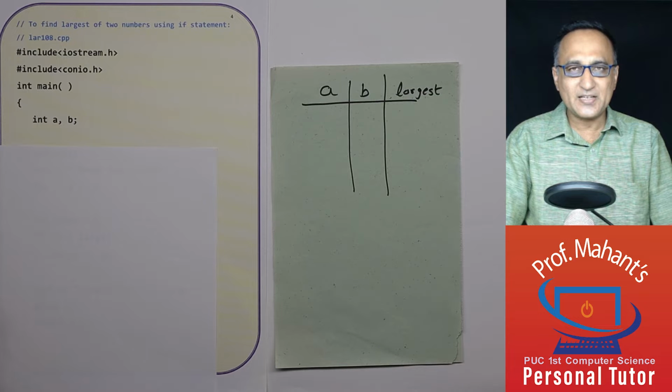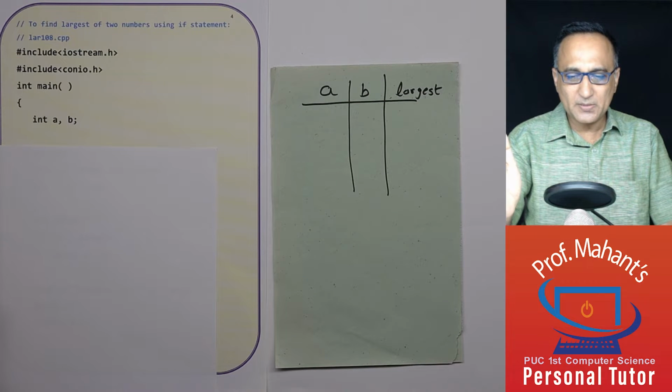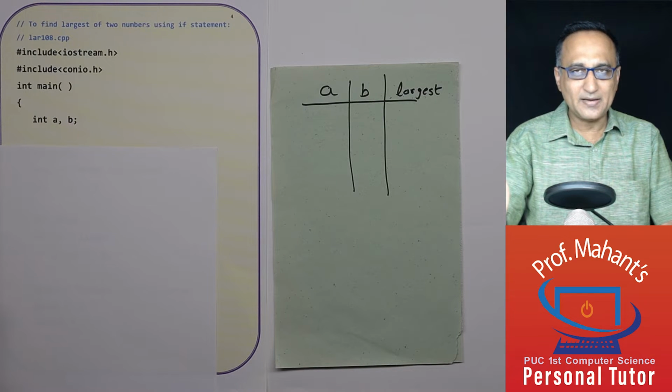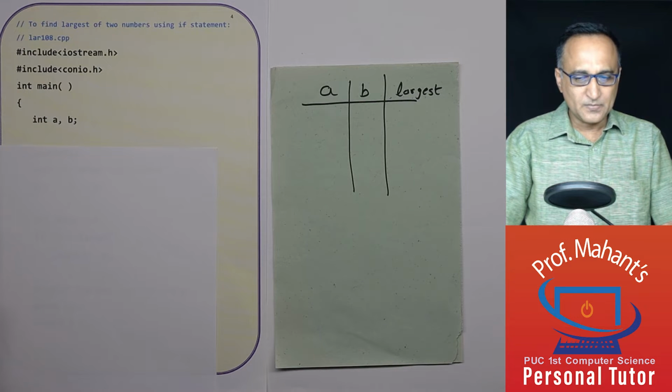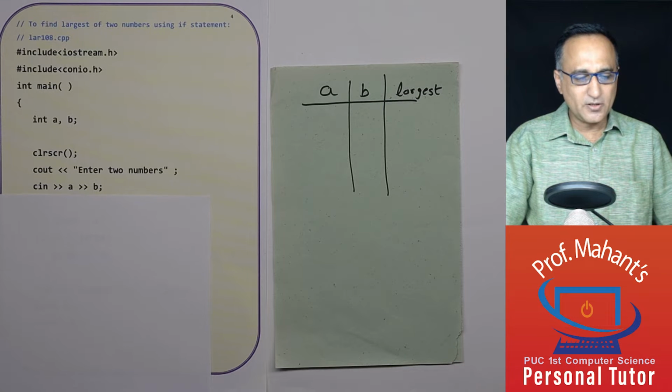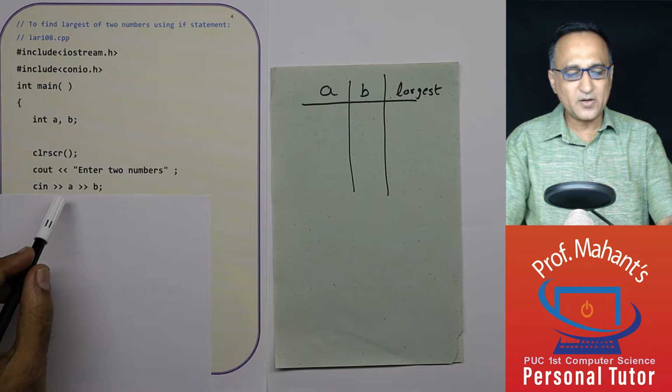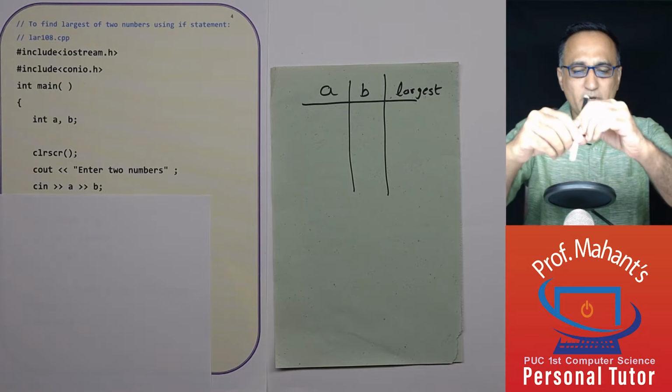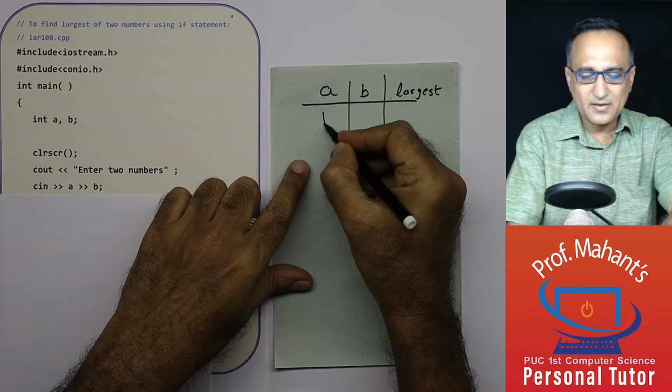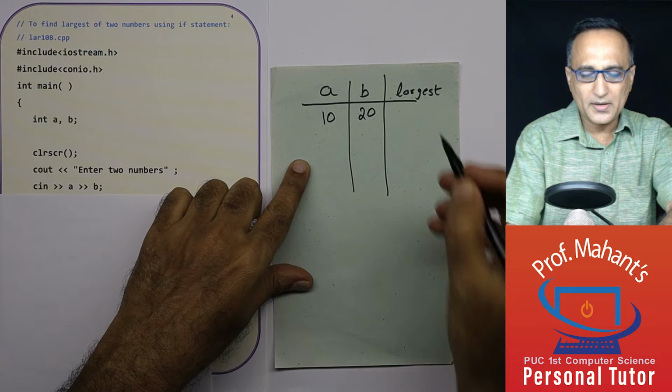In order to find the largest of two numbers, I require two variables, a and b. It can be x and y, n1 and n2, anything. Now what I do is I first ask the user to enter the values of the two numbers. So the user will enter one value into a and one value into b. Let me enter 10 and 20.